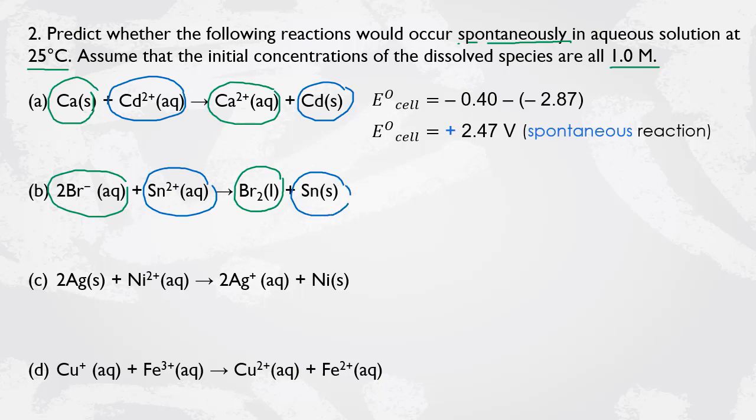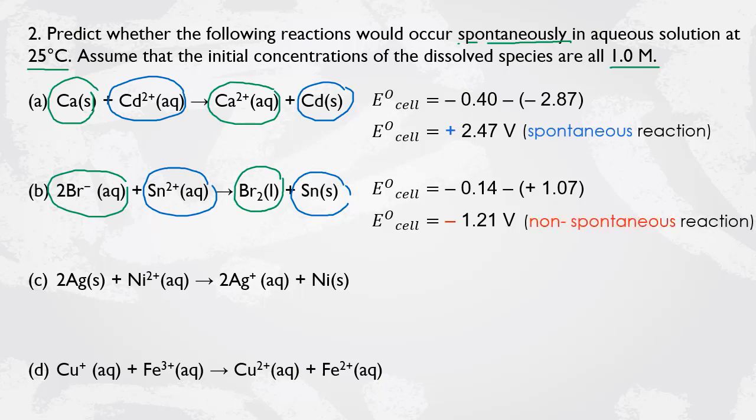So we are going to substitute the value where Sn2 plus to Sn has the value of negative 0.14. Then minus the anode, which is 2Br minus to Br2. So we're going to have a value of negative 1.21 volt. The negative value indicates the E-note cell is less than 0. Therefore, a non-spontaneous reaction takes place.